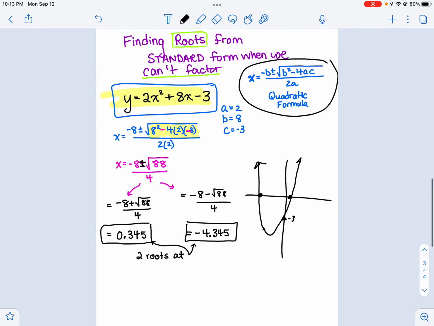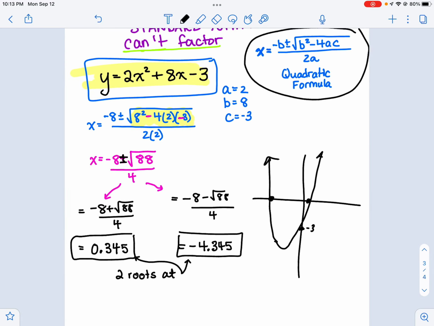Cool, so that's how you use the quadratic formula. You just sub everything in and calculate it. That's it.